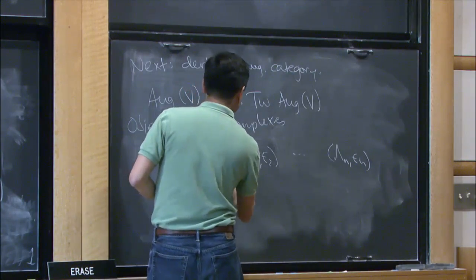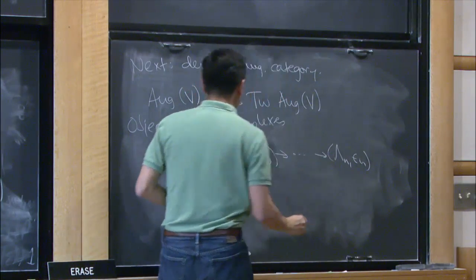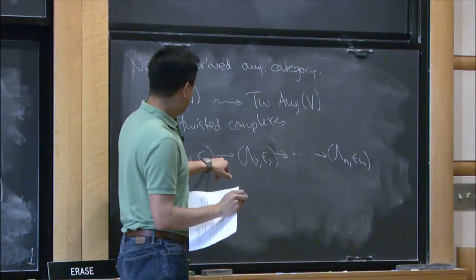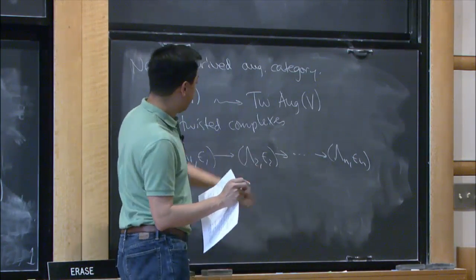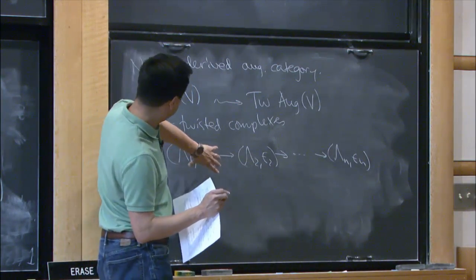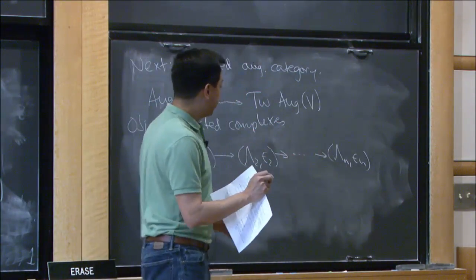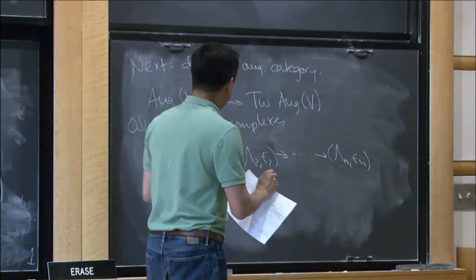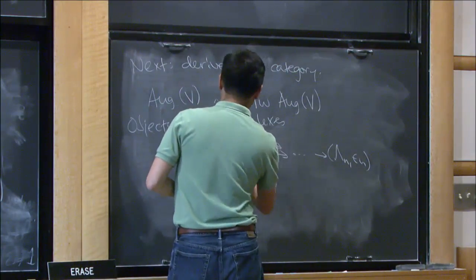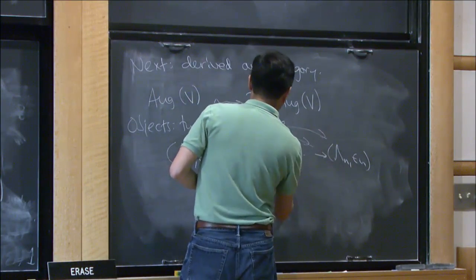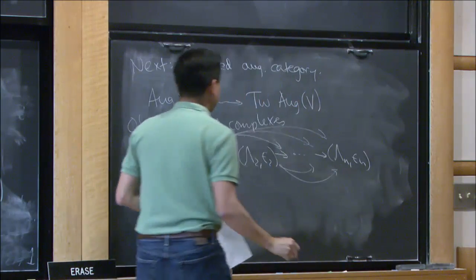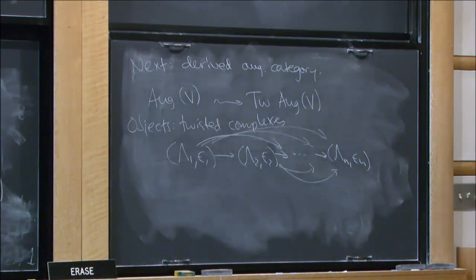Then a twisted complex is just a choice of an element of hom in the arrows that I've just drawn right here. So you have an element of hom lambda 1, lambda 2, an element of hom lambda 2, lambda 3, etc., up through n. But then there are also ones that jump steps. So it's basically any possible arrow you can draw from the left to the right.